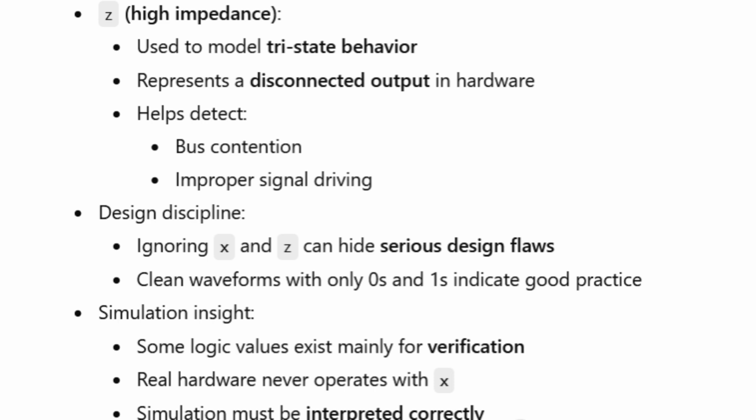It is important to remember that some logic values exist primarily for simulation. For example, x is extremely useful for catching errors during verification. However, real hardware never operates with an x value. Therefore, simulation is a powerful diagnostic tool, but it must be interpreted correctly.